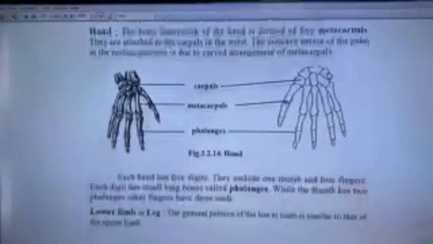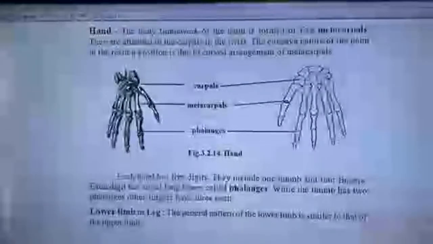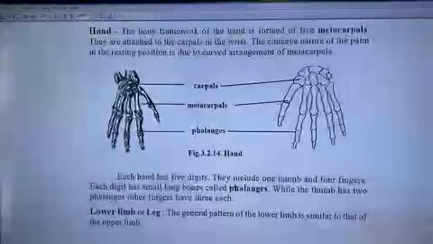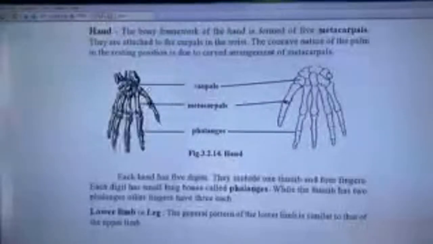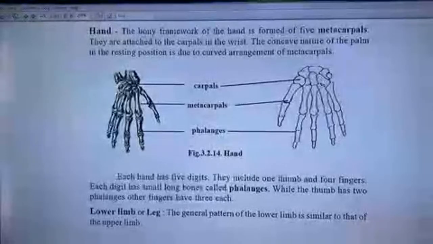Hand. The bony framework of the hand is formed of 5 metacarpals. They are attached to the carpals at the wrist. The concave nature of the palm in the resting position is due to the curved arrangement of the metacarpals.